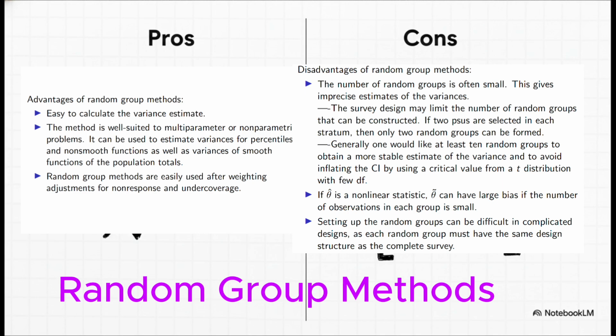However, the disadvantages are very real. Setting up the random groups can be an absolute logistical nightmare in complex designs. You have to be so careful to ensure every single miniature survey mirrors the complete design perfectly. And if your survey design limits you to a really small number of groups, say under 10, like in our youth custody example, you end up suffering from huge t-critical values. This artificially inflates your confidence intervals, leading to imprecise variance.